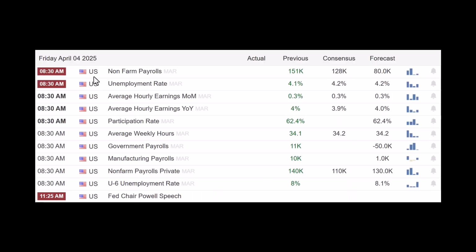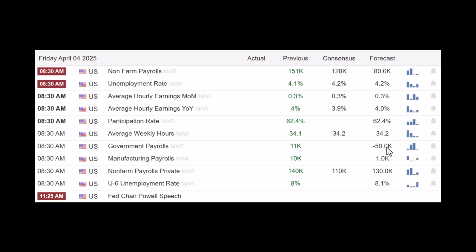So when we see non-farm payrolls coming out, 151 was the previous consensus, now it's 128. Unemployment rate, the consensus is 4.2 versus 4.1, hourly earnings, but they break down non-farm payrolls into government, manufacturing, and non-farm private. And you can see the consensus side here, and we're going to get that ADP data tomorrow to look at this. But you're seeing this 140, and now we're going to a 110 level. What gets me is they're saying 50 here on the forecast side.